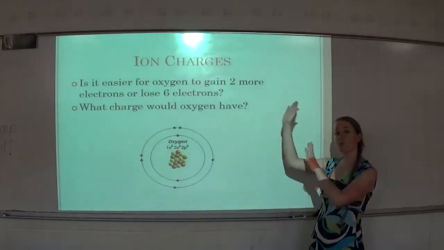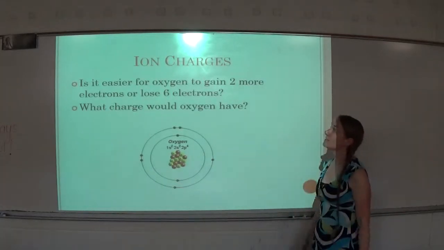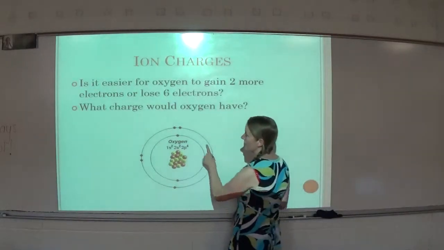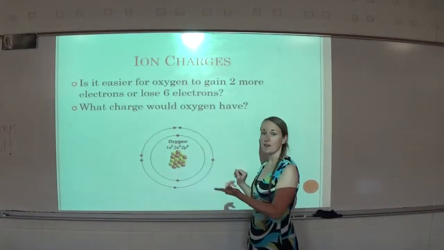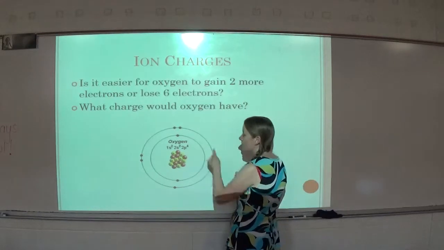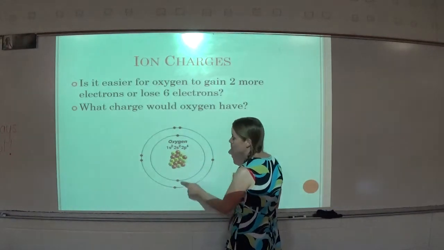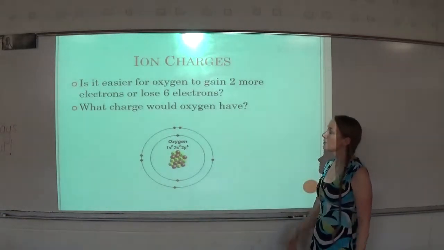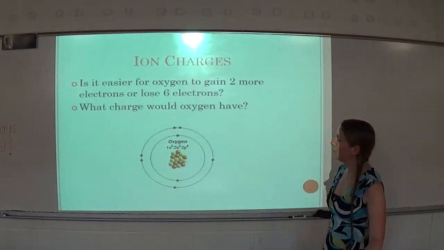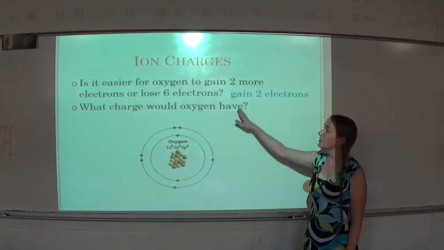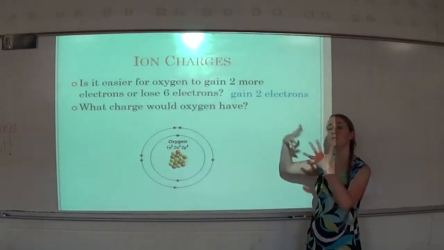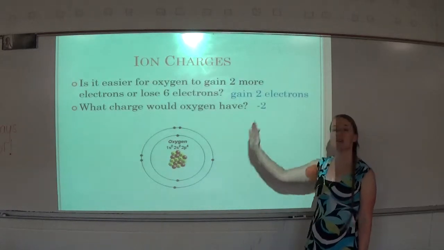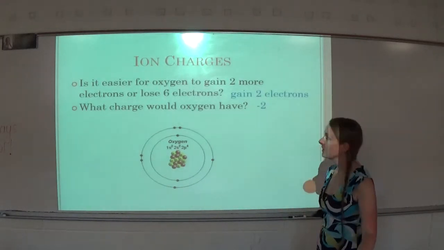So let's move over to group 16, which starts with oxygen. So is it easier for oxygen to gain 2 electrons or lose 6? So if you look, it has 6 valence. It needs to have 8. So it could gain 2 or lose all 6 and have a full energy level. So it's easier for it to gain 2 instead of having to lose 6. So then what charge would it have? Well, if you gain 2 more negatives, you're going to have a negative 2 charge. And so does everything else in group 16.